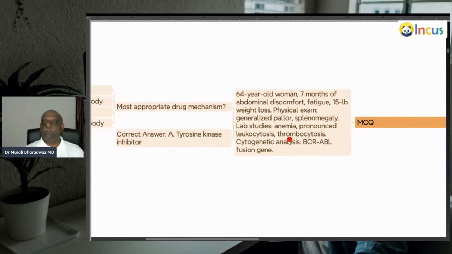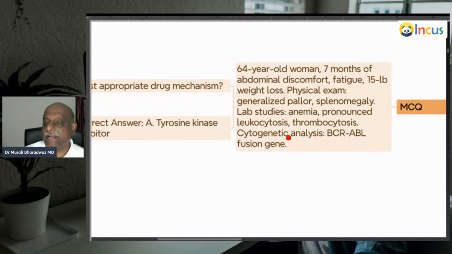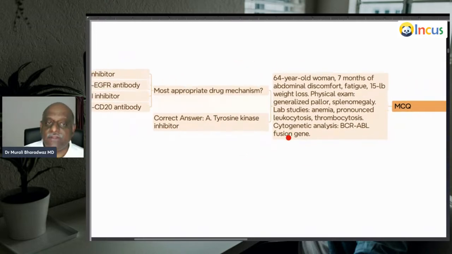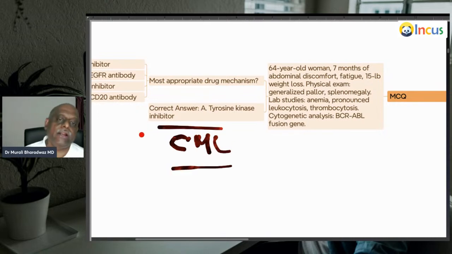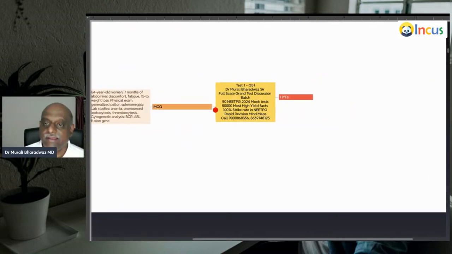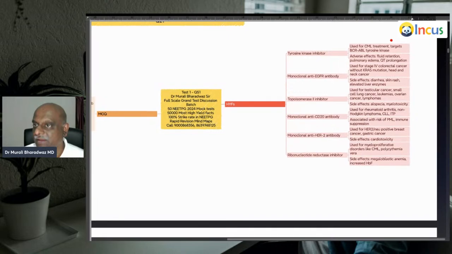64-year-old, 7 months of abdominal discomfort, fatigue, and 7 kgs weight loss with splenomegaly, anemia, pronounced leukocytosis, thrombocytosis, BCR-ABL fusion gene. Means we are talking about what, doctor? We are in the business of chronic myeloid leukemia. That's the reason we use the tyrosine kinase inhibitor as the treatment, is what you need to remember.